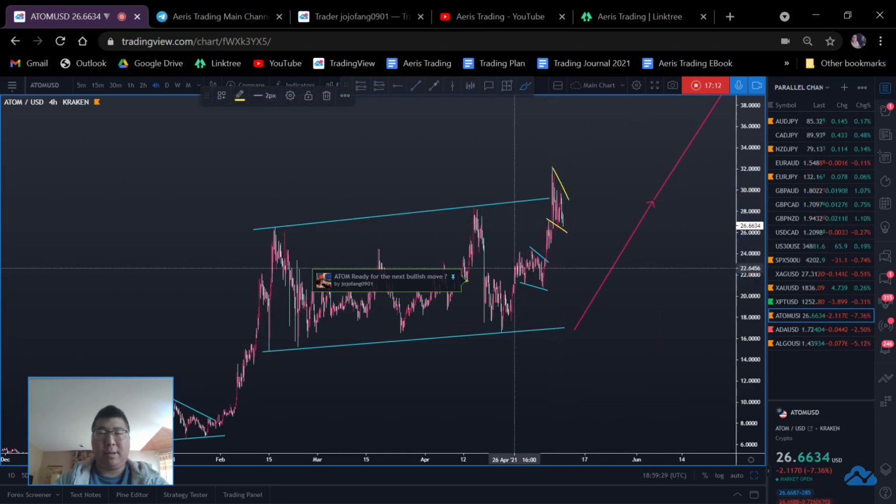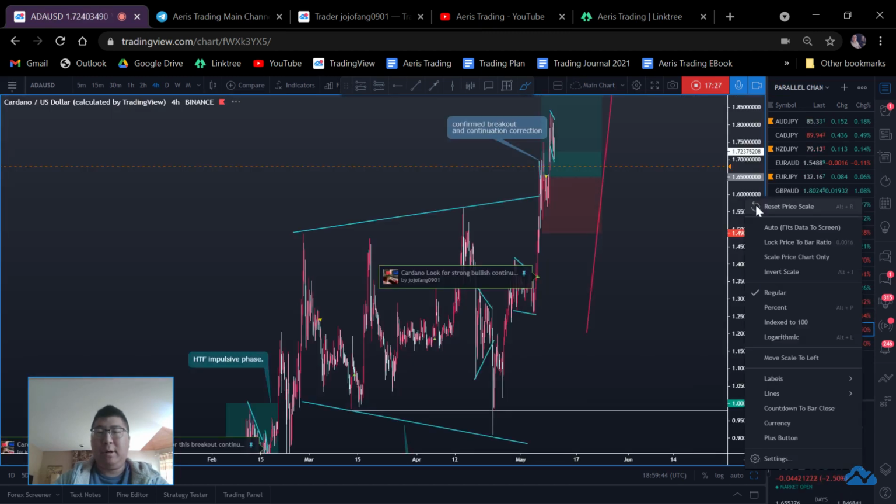We break out of that horizontal channel, so let's look for some sort of lower time frame correction, whether it forms here or whether it pushes up a little bit more and forms above. Those are all corrections after breakout that I will take advantage of. And the last one, I want to go over Cardano.